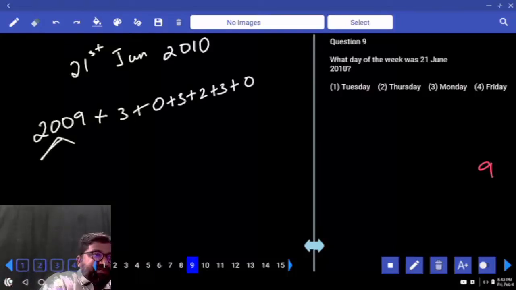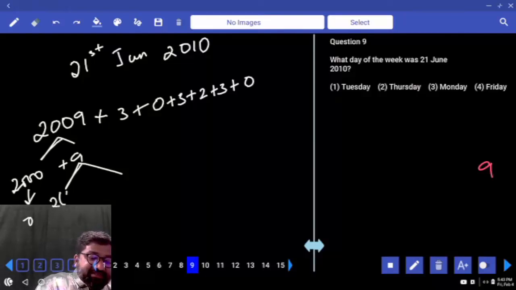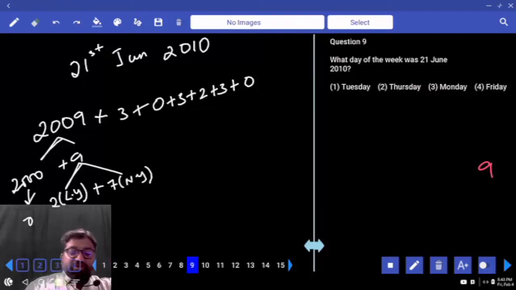2000 plus 9. 2000 has 0 odd days. Any odd days? 0. Among these 9, how many leap years will I have? I'll have 2 leap years. And the remaining 7 are normal years. Yes or no? 2 leap years means 2 odd days. A normal year means 1 odd day.